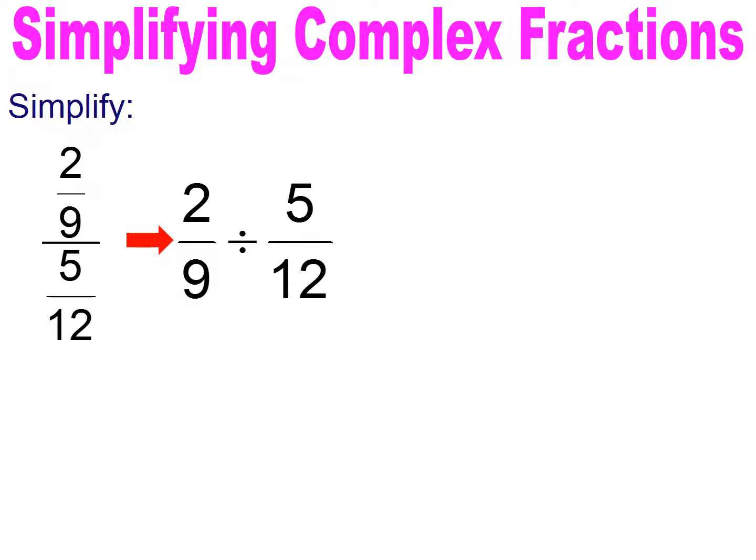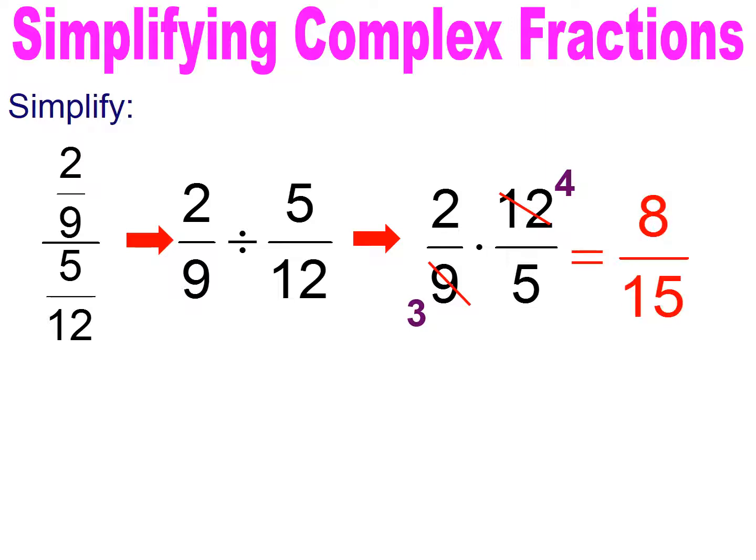So again, set it up like division. The top fraction's being divided by the bottom. And now once it's set up, you know you keep the first fraction, change it to multiplication, and flip the second fraction. Simplify and multiply across. So you should end up with 8/15.